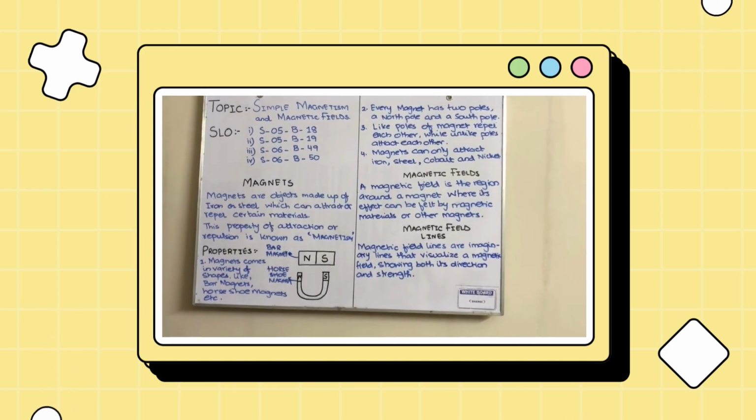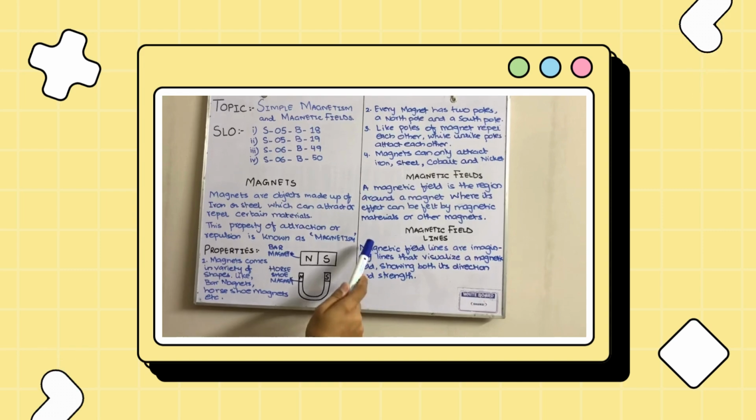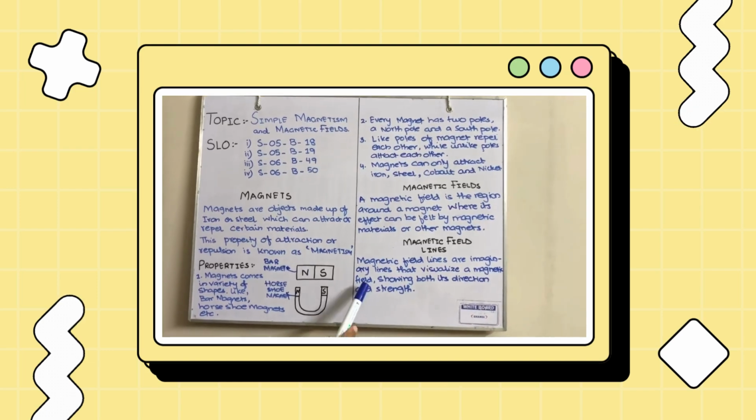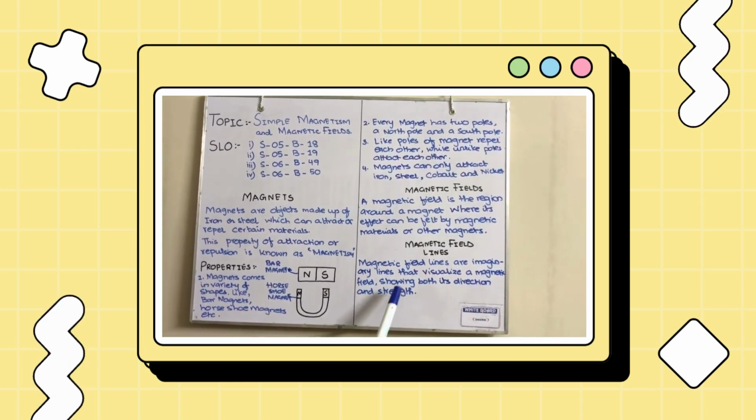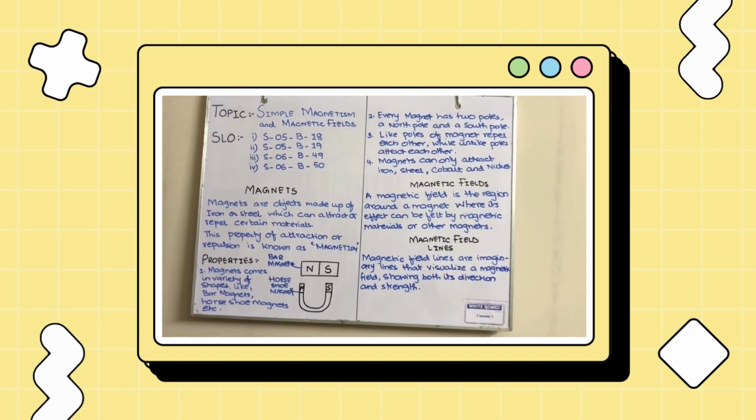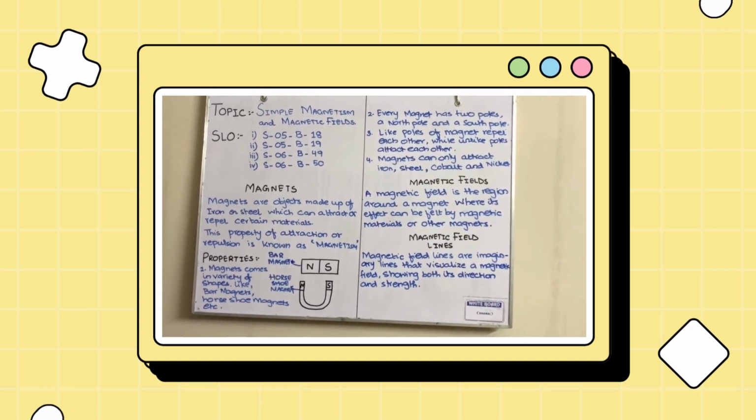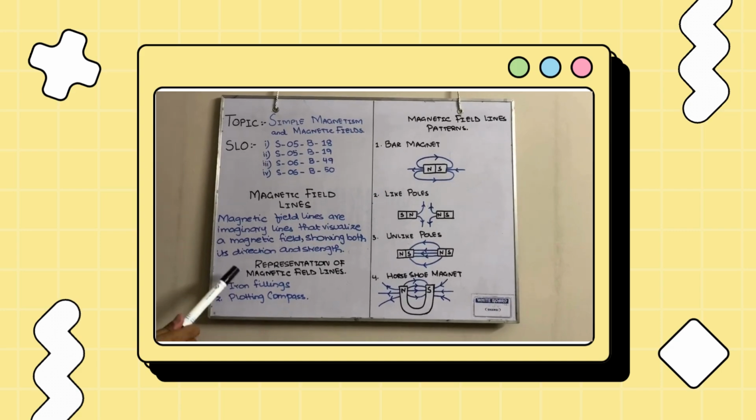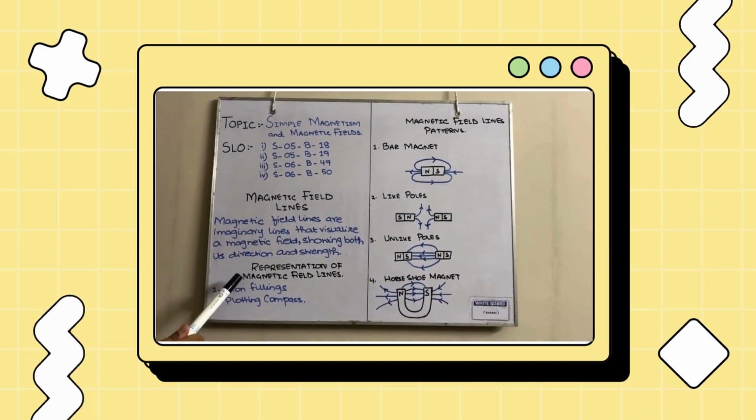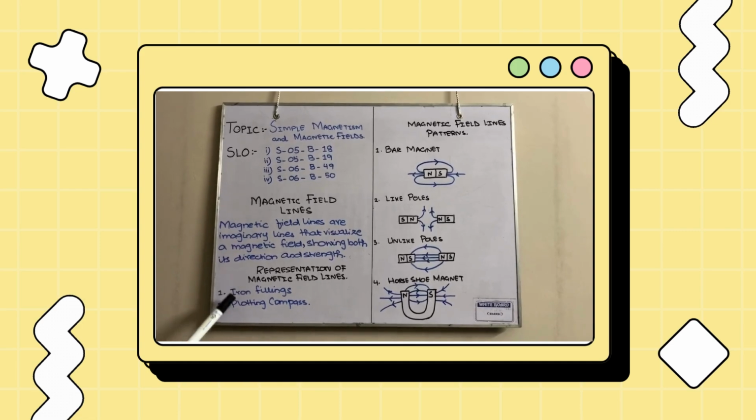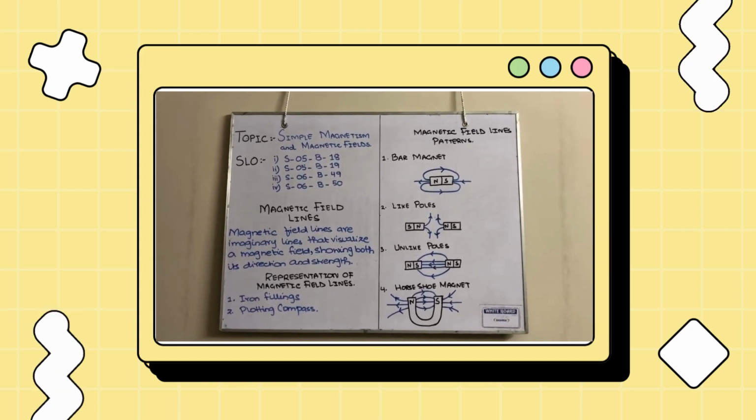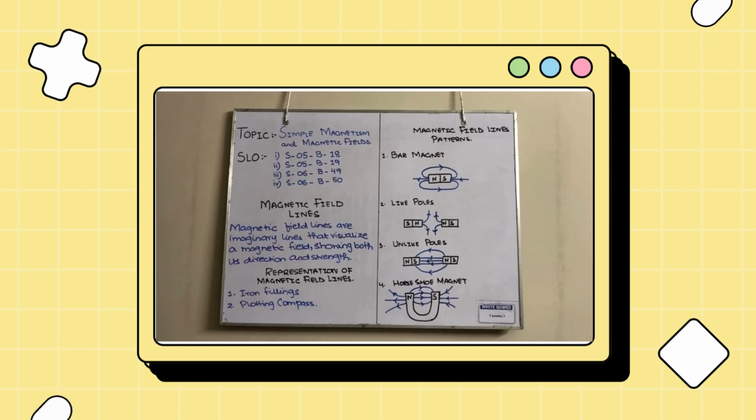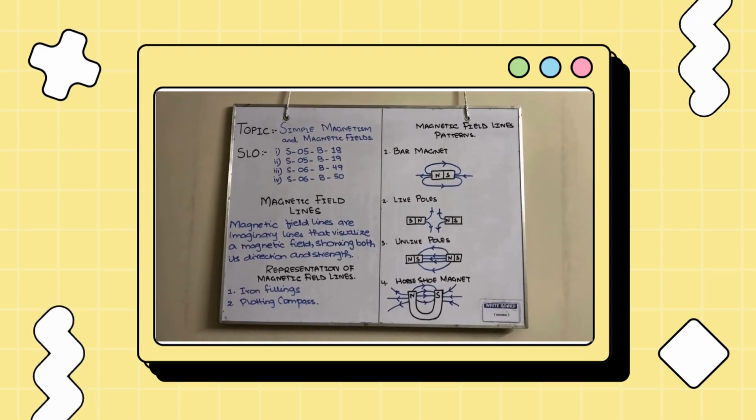Now, what are magnetic field lines? Magnetic field lines are imaginary lines that visualize the magnetic field. They show both its direction and strength. Representation of magnetic field lines: magnetic field lines can be represented by two methods, by iron filings or by plotting compass. For the purpose of this video, we will only look at how magnetic field lines are represented by iron filings.